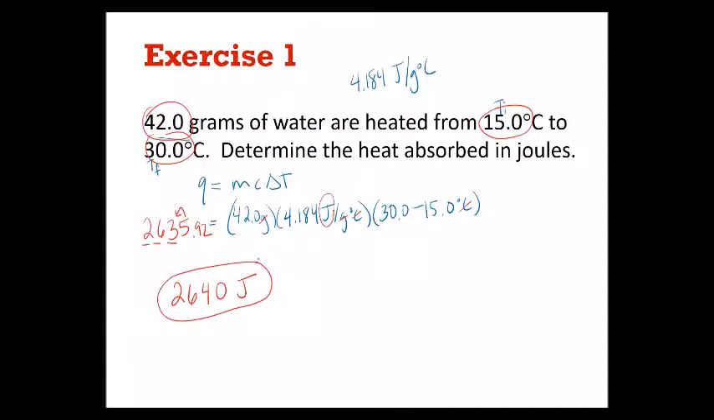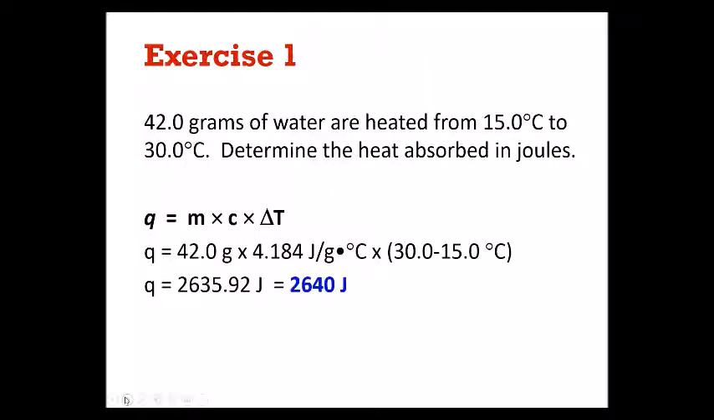This is just a regular plug and chug. We're just heating up water. Pure and simple. That's all we're doing in this particular one. There's the nice clean version with all of the typed in numbers.